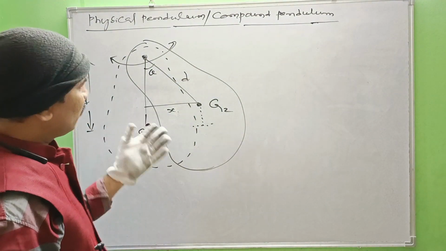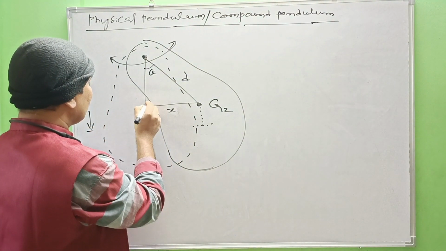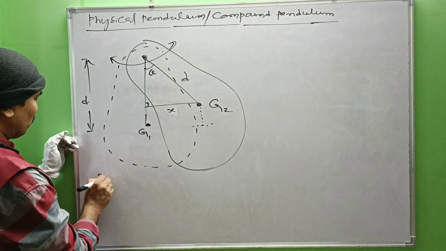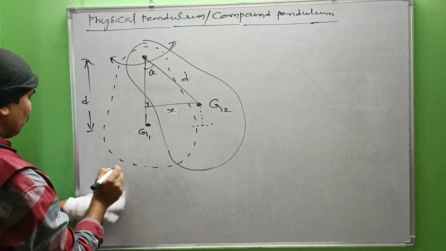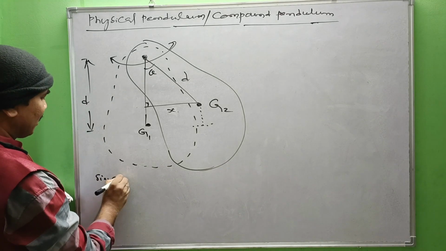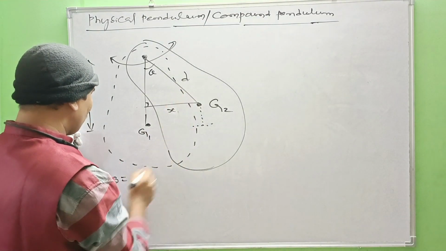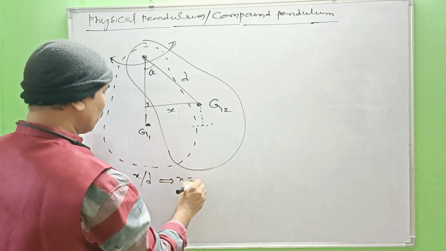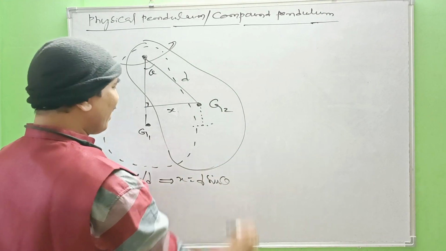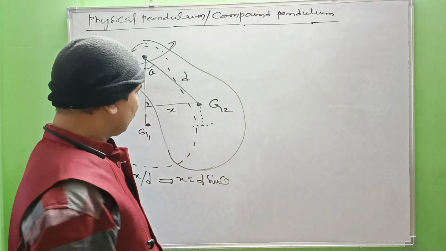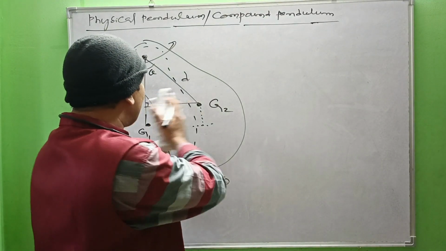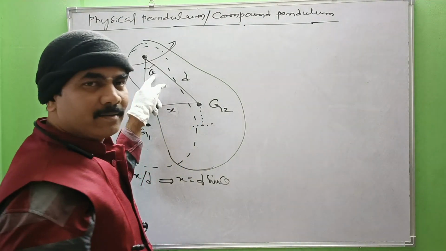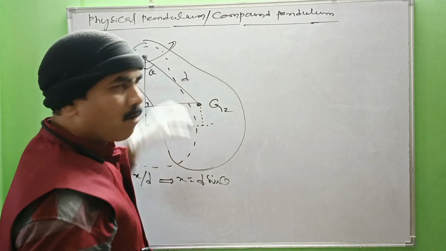Now here we have one right angle triangle, 90 degrees. Therefore from this right angle triangle we can have sin theta equal to opposite side by hypotenuse, x by d, which implies x equal to d sin theta. x equal to d sin theta. Okay, it is deviated through some angle. The body is turned through some angle about the hinged point.